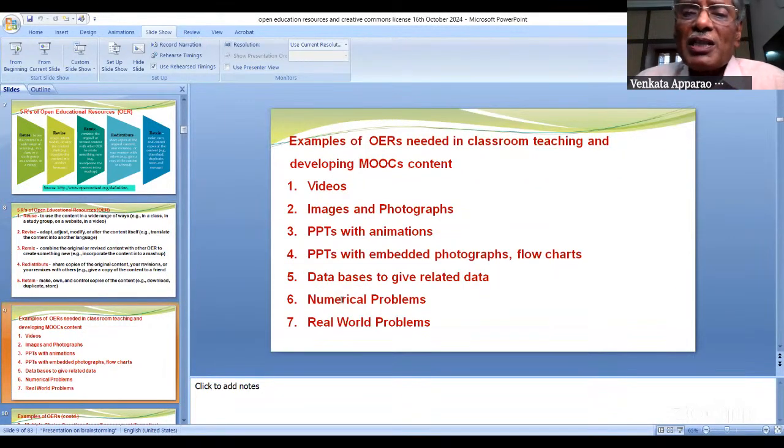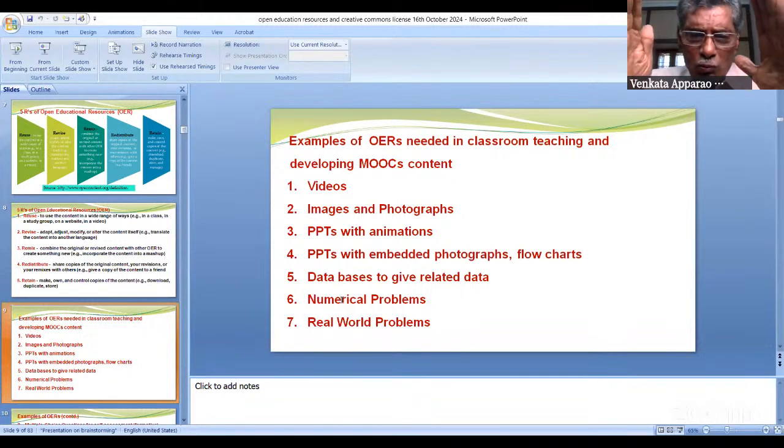Examples of OERs needed in classroom teaching and developing MOOCs content. I have already said MOOCs means massive open online courses, right? So SWAYAM courses, for example, are MOOCs courses, right? So courses developed under NEP-2020 are MOOCs courses. I have developed a course, Chemistry 2 for first year BTech engineering. It's a MOOCs course.